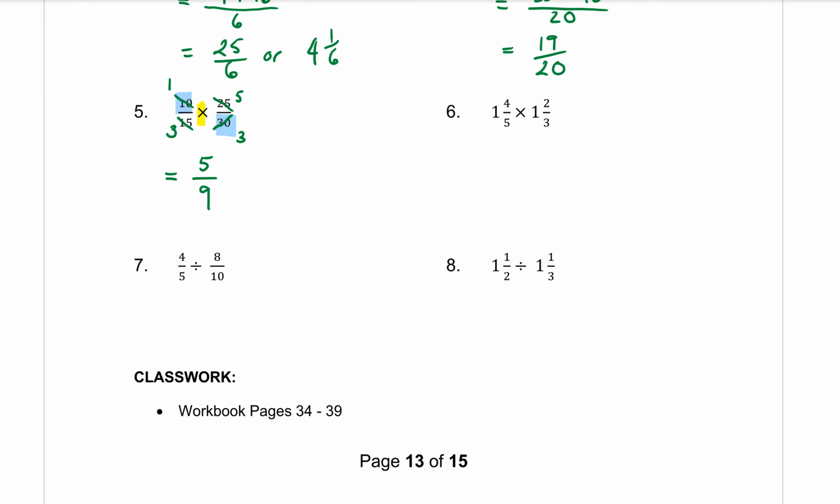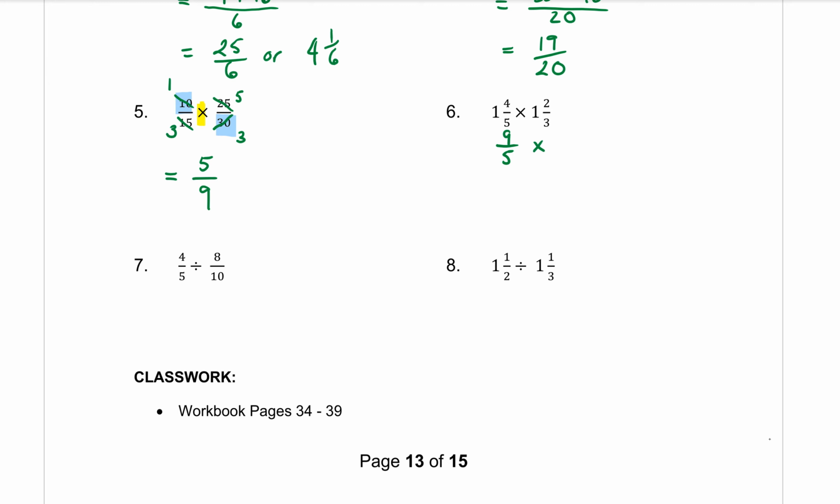Okay, question 6. We are multiplying again. There's a multiplication sign there. But we have mixed numerals. Always, always change your mixed numerals into improper fractions first. So let's do that. 5 on the bottom stays on the bottom. 1 times 5 is 5 plus 4 is 9. Times 5.